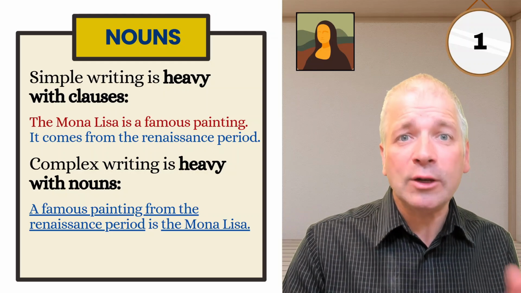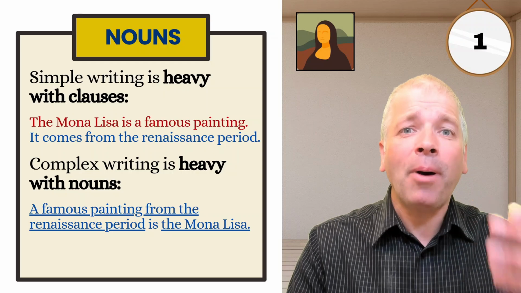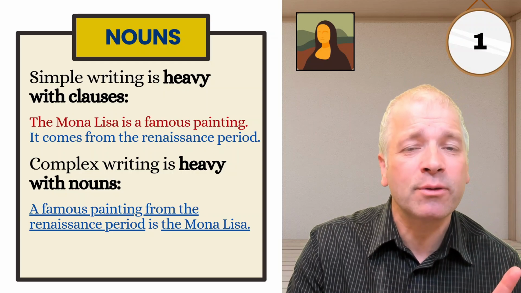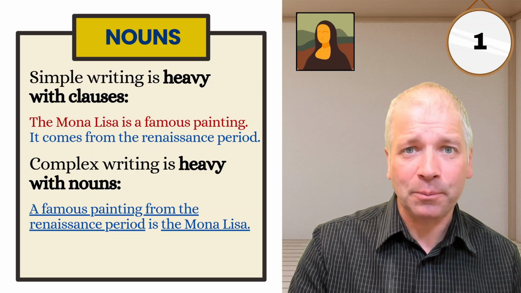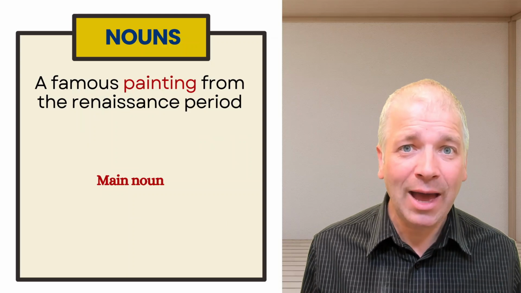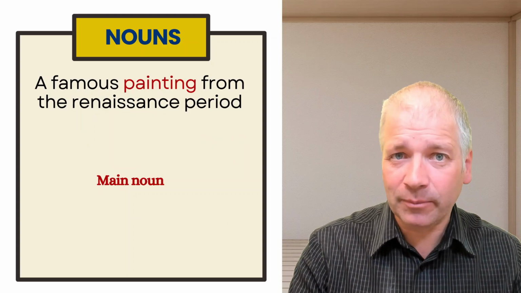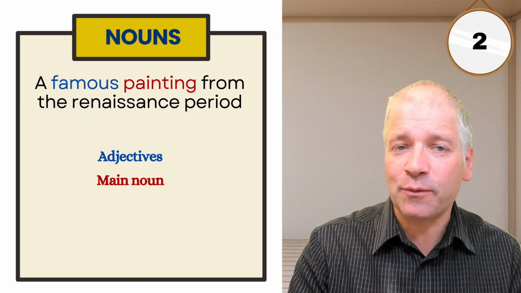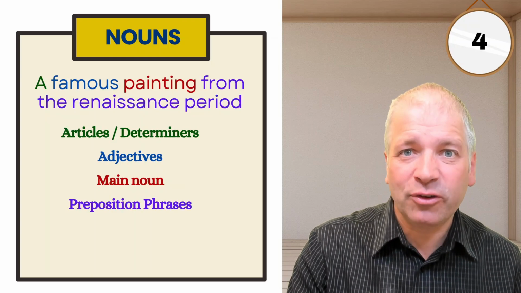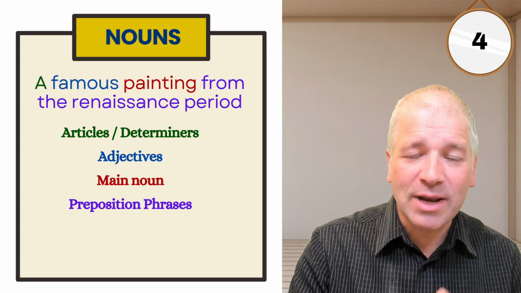All of the underlined words in the second example are part of a noun phrase, and noun phrases are longer combinations of words that represent a noun. For example, a famous painting from the Renaissance period has the main noun as painting, but it also has an adjective, famous, an article, a, and then a preposition phrase afterwards, from the Renaissance period.